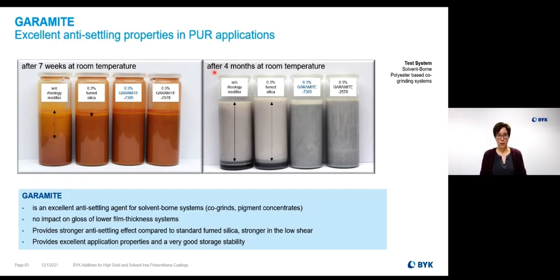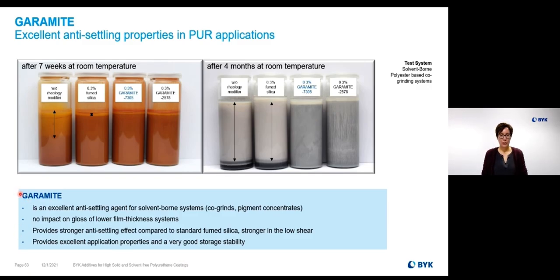Another example was the light gray one, after 4 months at room temperature. Without rheology modifier, and even when you're using a fumed silica, you have a very strong settlement or sedimentation of the different pigments. When you use two different types of Garamite, in that case Garamite 3705 and 2578, you only have traces which you can stir up very easily.